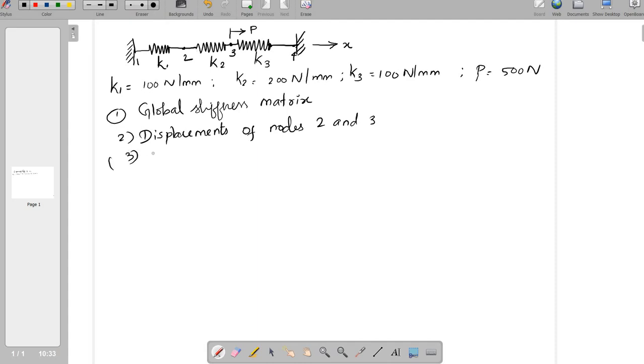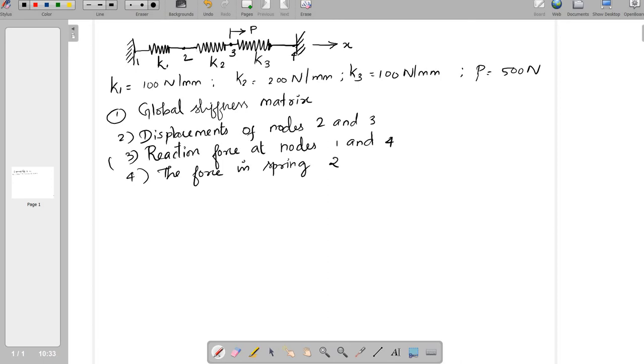Third one, the reaction forces. Where can we get the reaction forces? When there is a restraint, there will be a resistant force. So the reaction forces are available at nodes 1 and 4. Finally, the force in the spring 2.